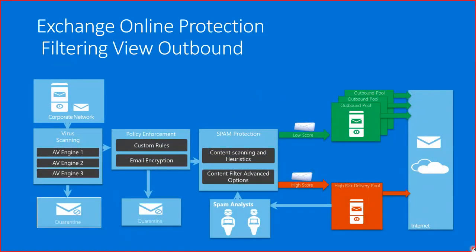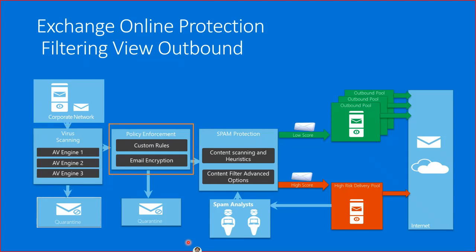Let's look at how Exchange Online Protection manages outbound messages. So it's pretty much the opposite of the incoming. We receive the message either from the on-premise environment or from a mailbox in Office 365. We scan the message for malware, and if the message is clean, it moves forward. Otherwise, the message is quarantined.